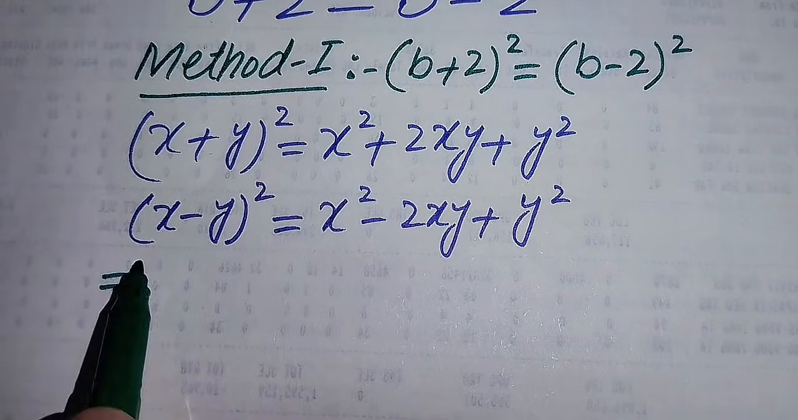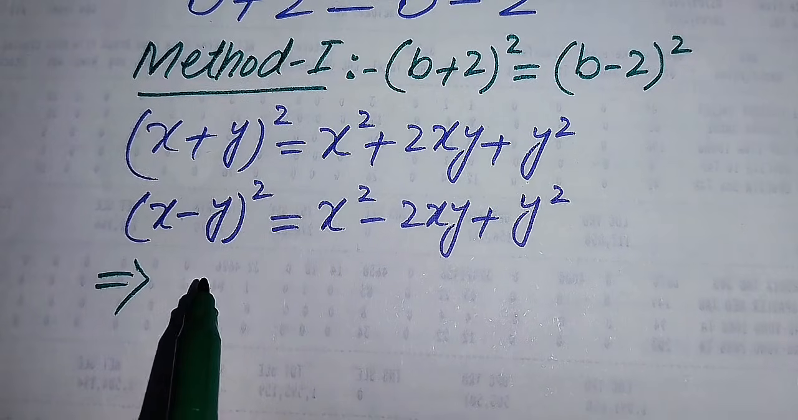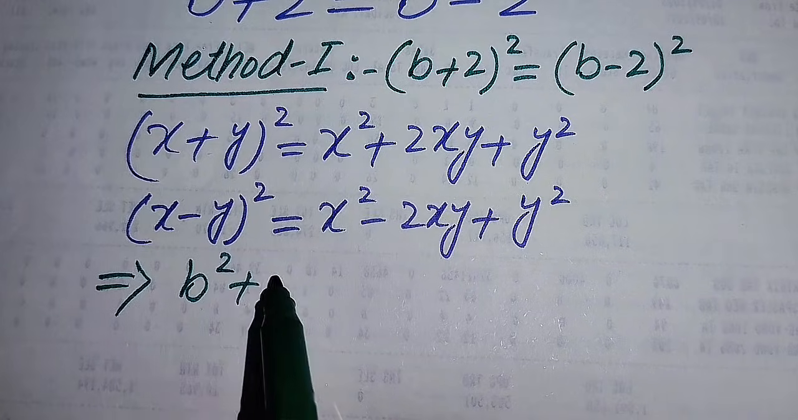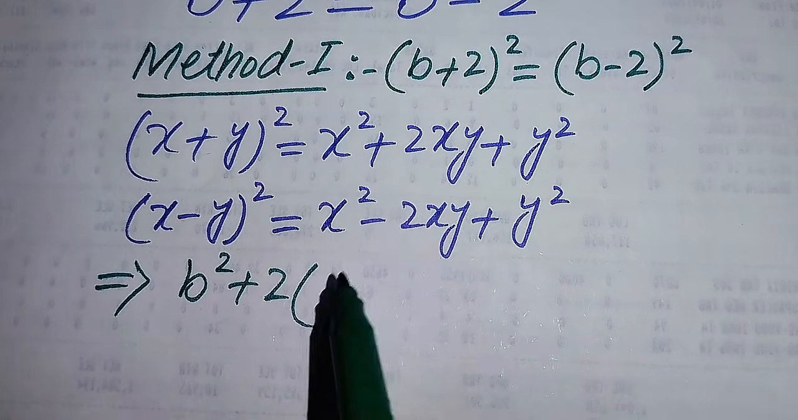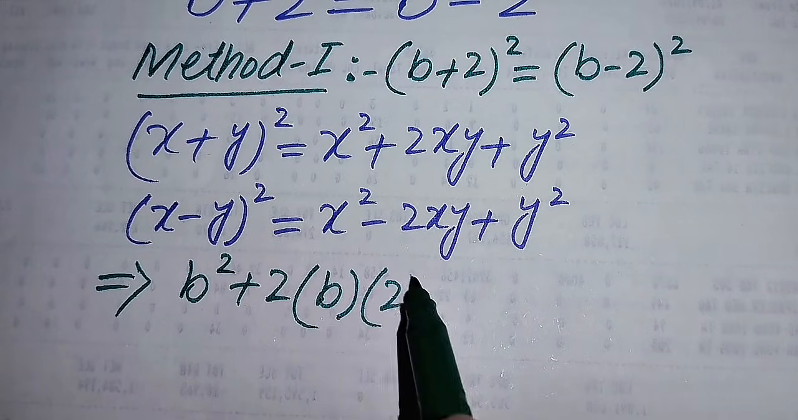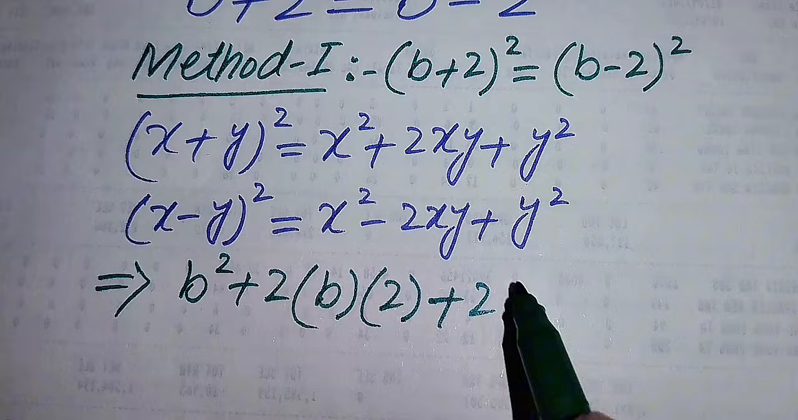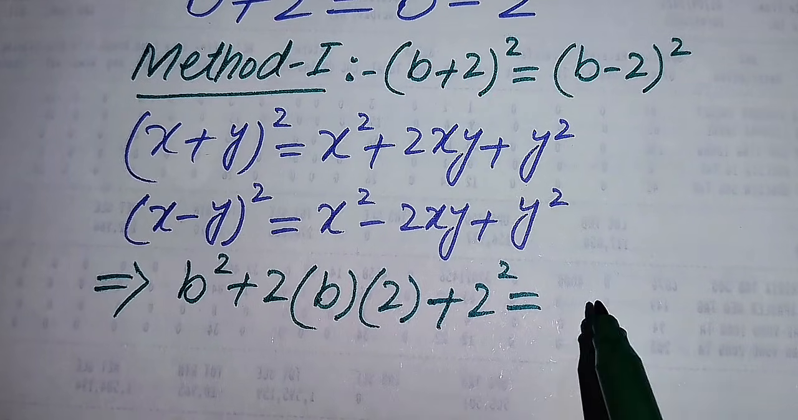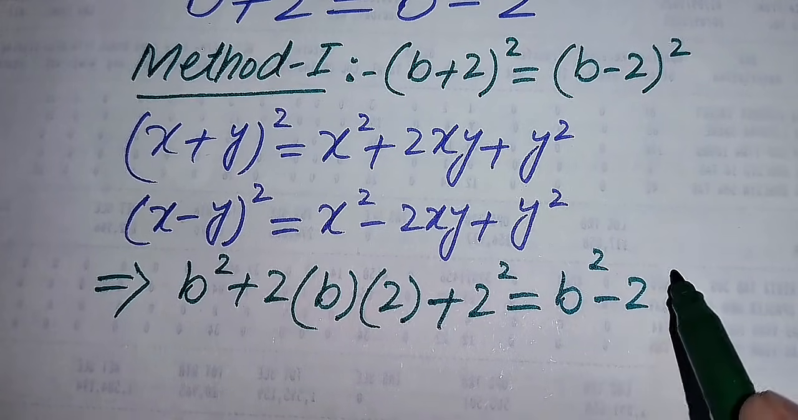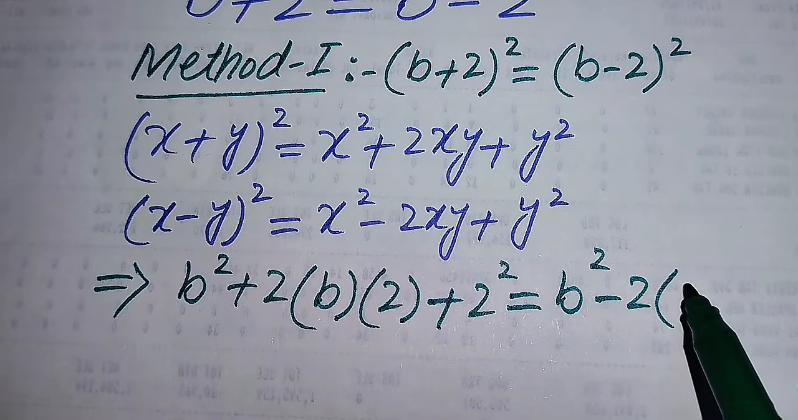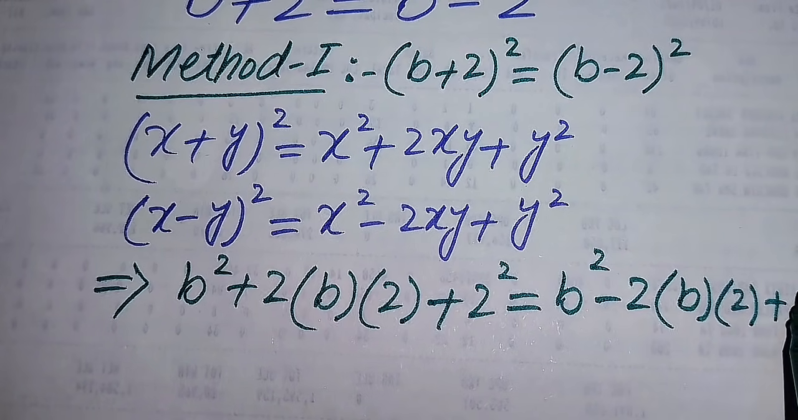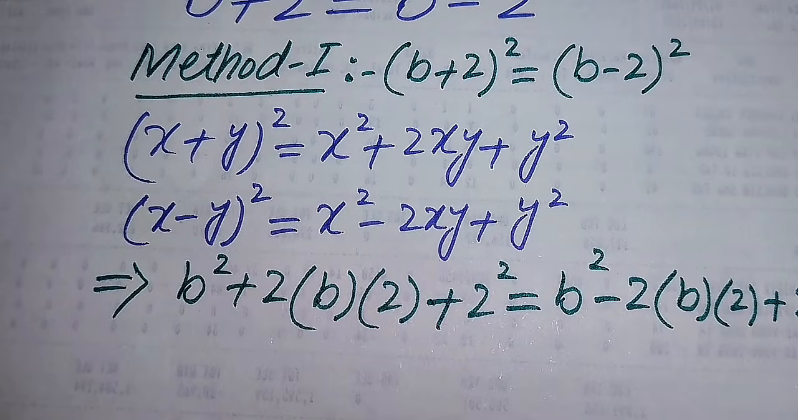After using this, our above equation is written as b^2 + 2 times (our x is b and our y is 2) + 2^2 on the left side. And this whole equation is equal to (b - 2)^2, which will be written as b^2 - 2 times (our x is b and y is 2) + 2^2.